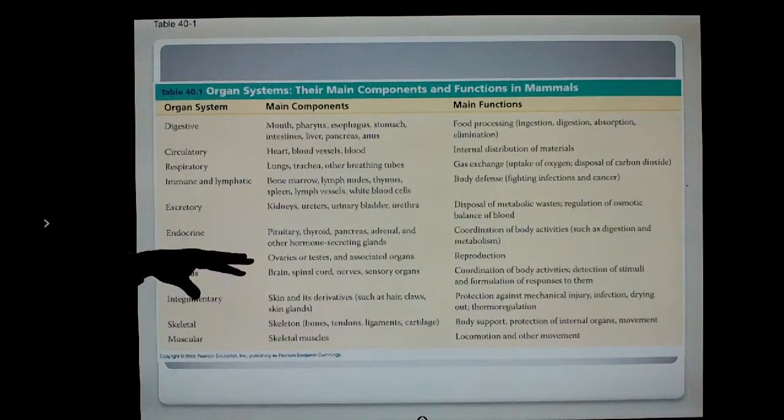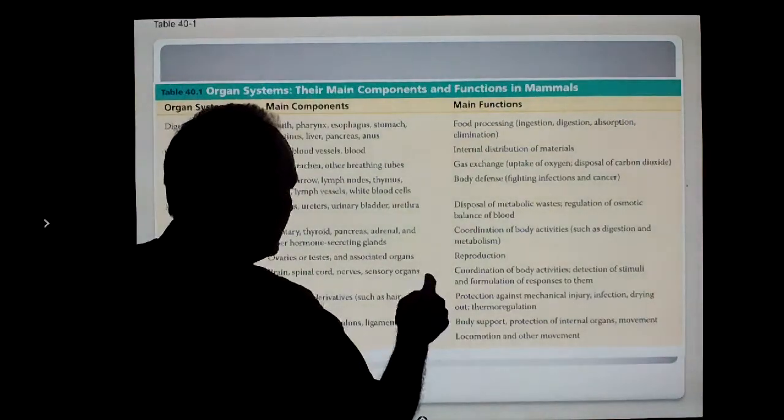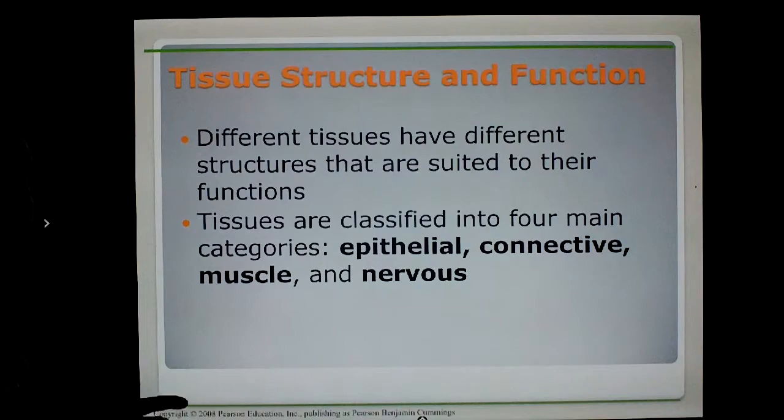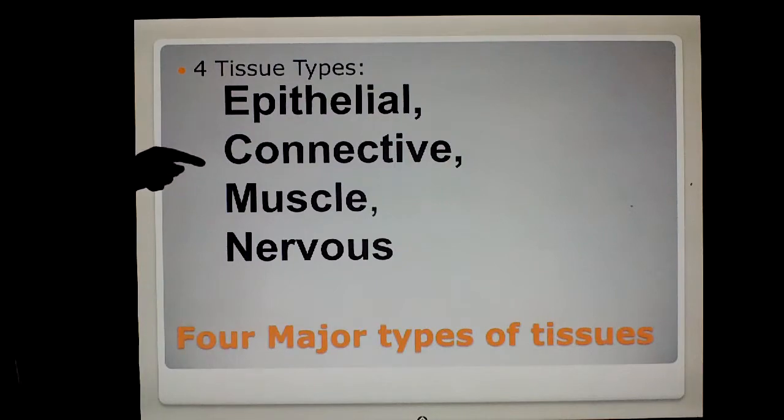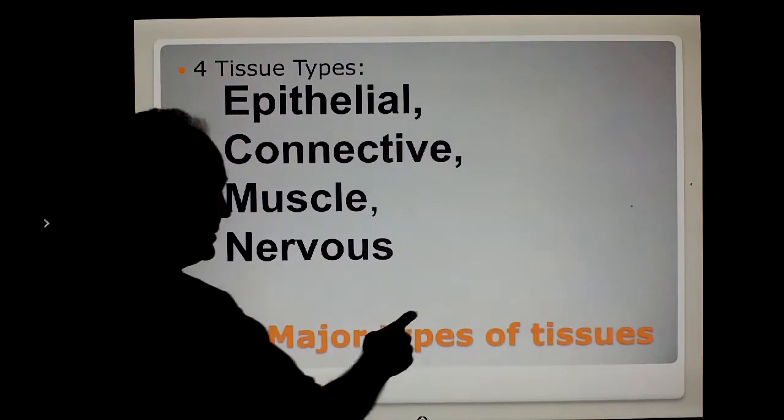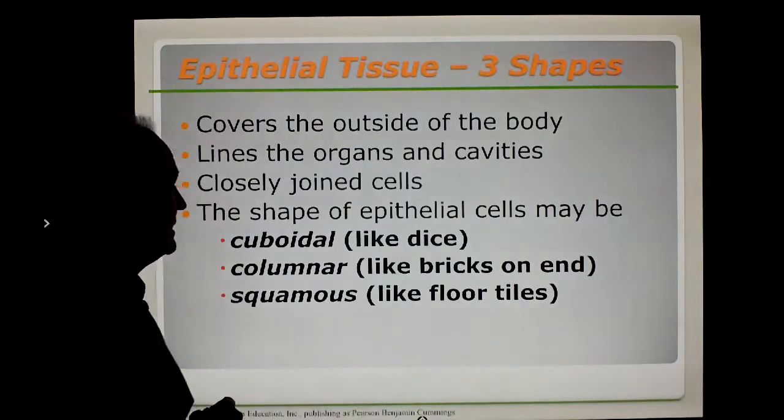We don't have time here to go through all of those, but we'll look at some of the tissues that make up those systems. Different tissues have different structures that are suited to their functions. There are basically four main categories of tissue: epithelial, connective, muscle, and nervous. We will talk about epithelial and connective today. We don't have a lot of time, so we won't talk about nervous and muscular at this time.